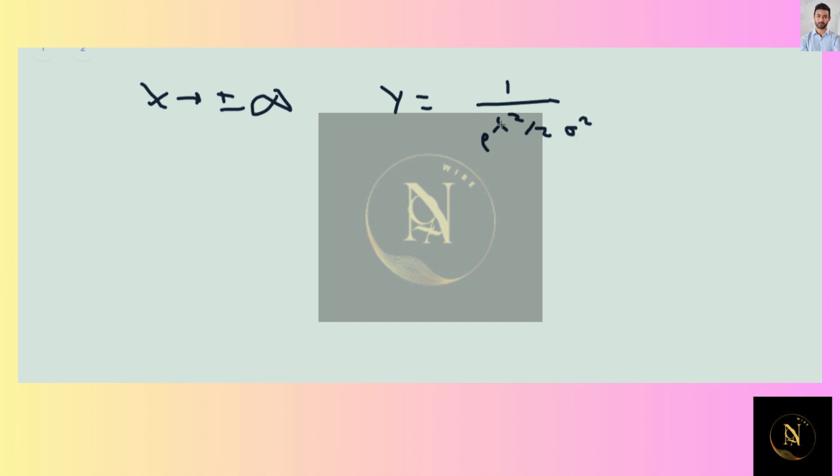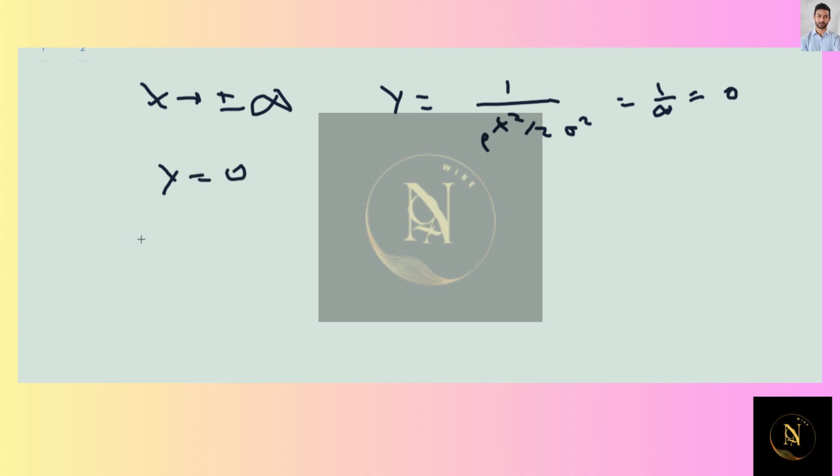As x goes to really big numbers, say e to the 100 over 2 sigma squared, and sigma is still positive, you get 1 over a really big number, so 1 over infinity. That gets closer to 0. Since x is being squared, it doesn't matter if it's going to positive or negative infinity, it will still approach 0. So it will have a horizontal asymptote at y equals 0.